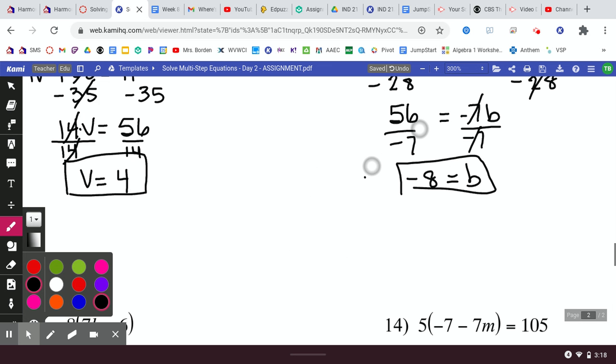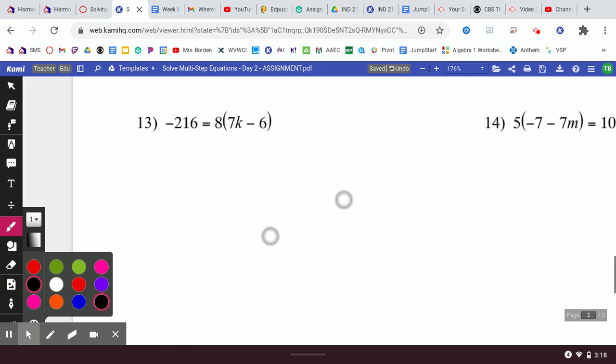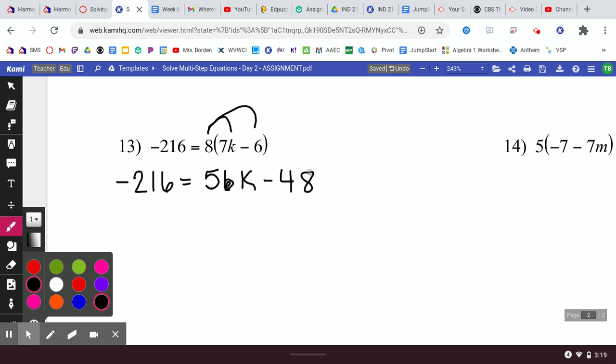All right, for number 13, only 4 more to go, I believe. So these aren't bad. Again, I'm not going to do anything to this side. I'm just going to leave it, so I'm going to rewrite it. On the right-hand side, I'm going to distribute. 8 times 7k is 56k. And then 8 times -6 is -48.